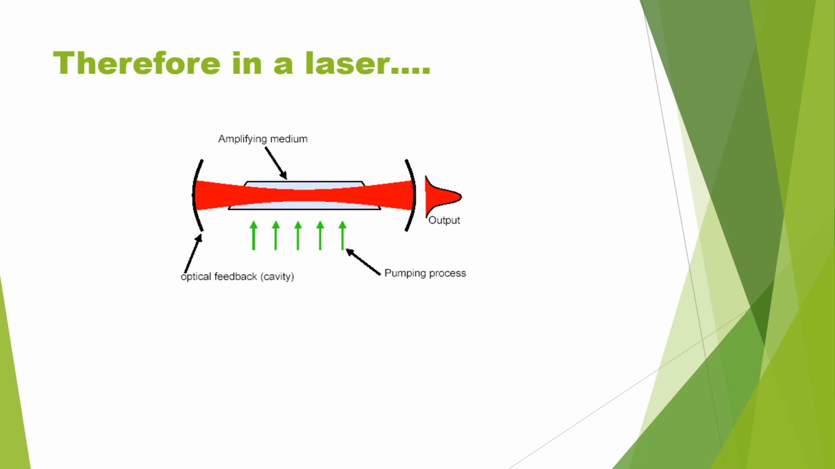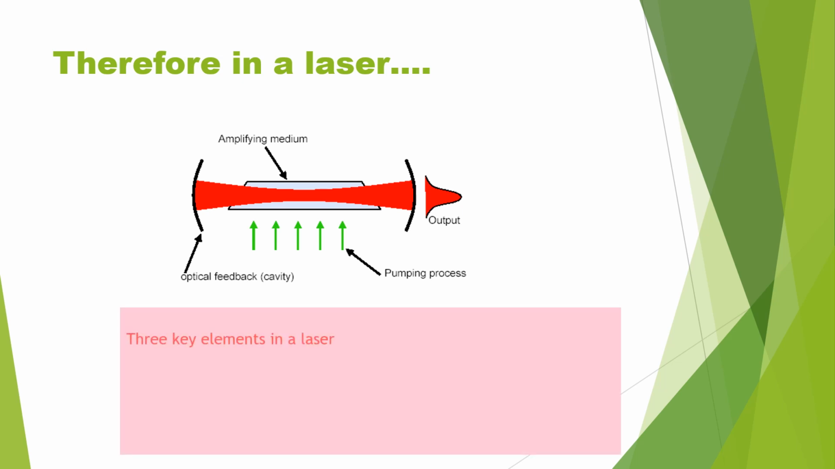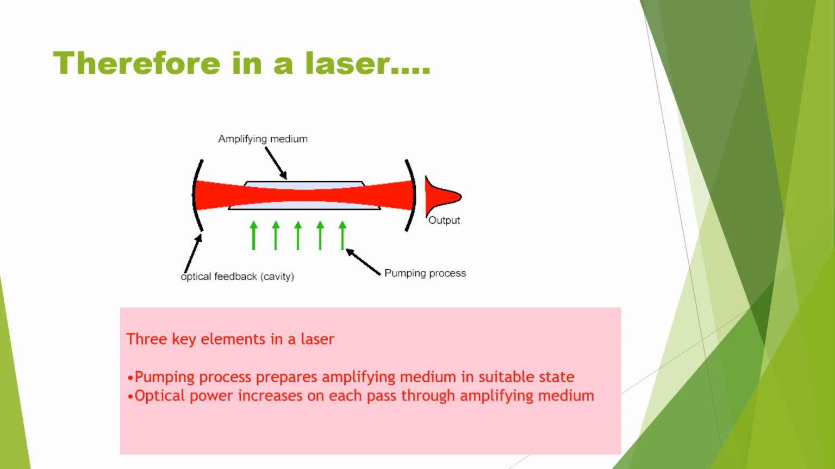So this is the basic requirement which we will see in most types of devices. The three key elements in these laser devices include the pumping process, which can be optical, chemical or electrical. Optical power increases on each pass through the amplifying medium, so if gain exceeds loss, the device will oscillate, generating a coherent output. To induce this coherency, we need such an arrangement, as shown in the diagram.